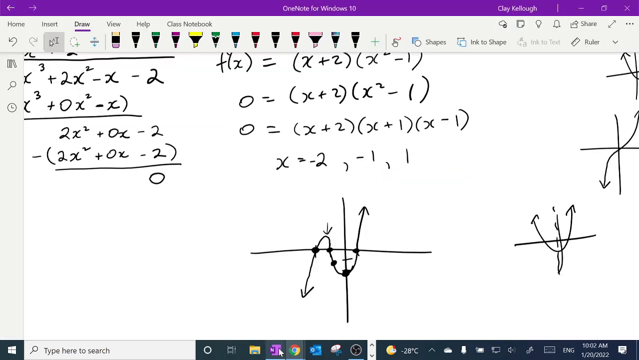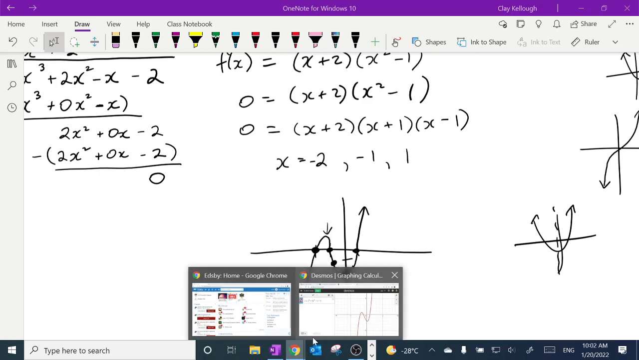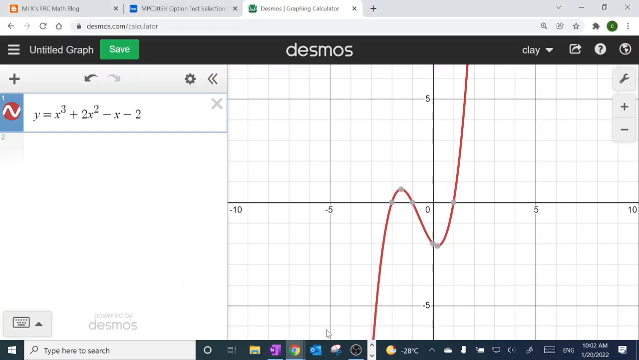There's my sketch. There's the real deal. I'm pretty proud of that. I think I'm happy with that.